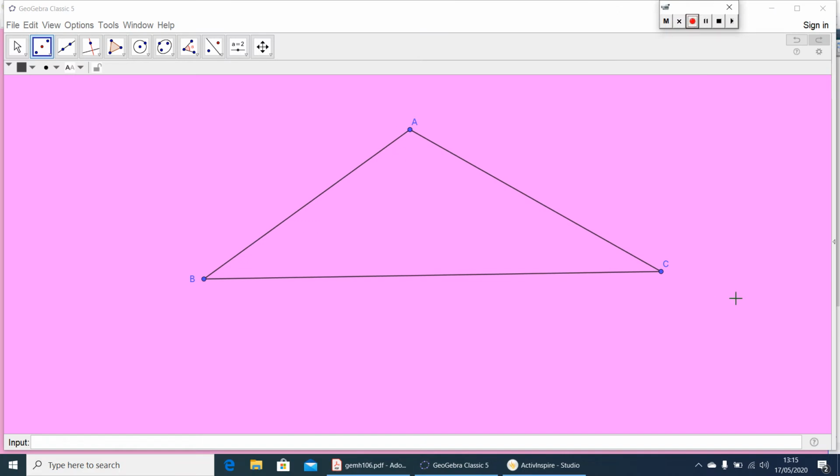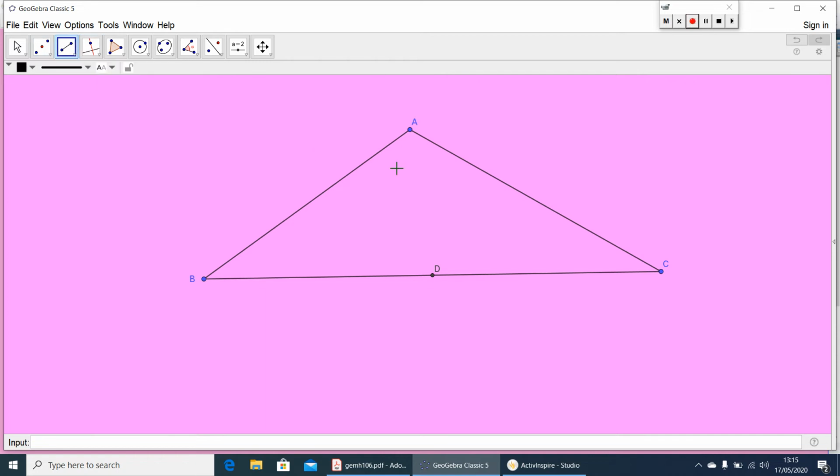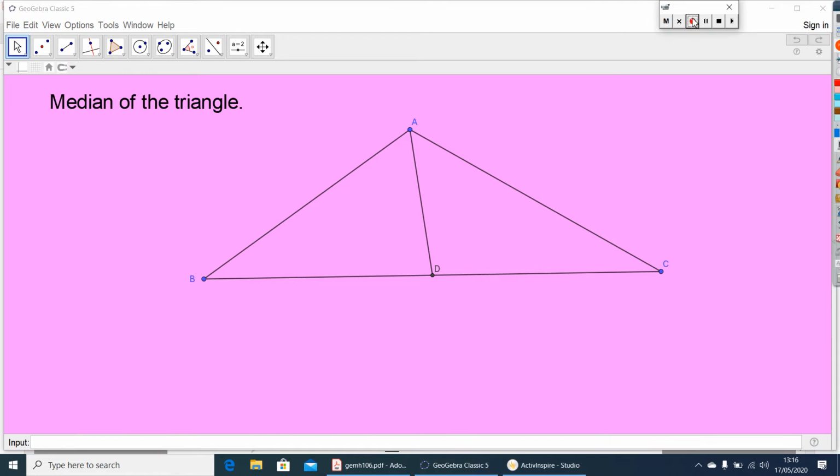Here is a triangle ABC. Now let me take the midpoint of BC. Here D is the midpoint of BC. Now let me join a line segment from vertex to the midpoint of the opposite side. This AD is called the median of the triangle.